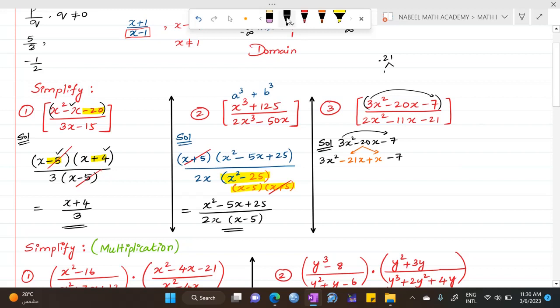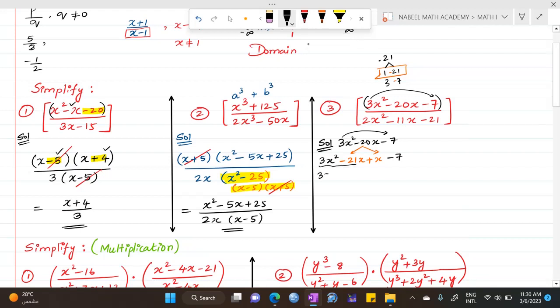What are the possible multipliers? 1 into 21, 3 into 7. Since both are minus, I go with the larger number as minus. I want to get minus 20, so the first one is the correct one. And by the way, the leading coefficient is not equal to 1. Therefore, we have to go with the grouping. So minus 20x can be written as minus 21x plus x. Now, there is a common factor in these two terms.